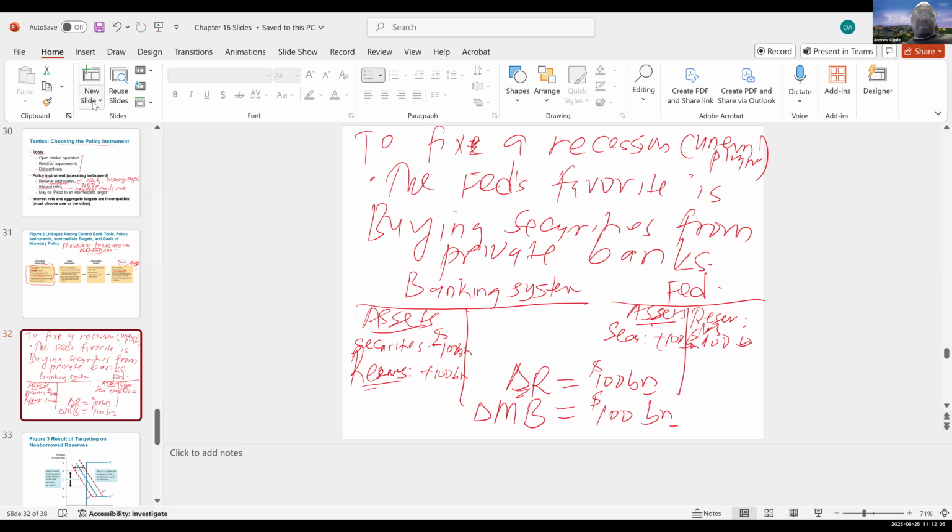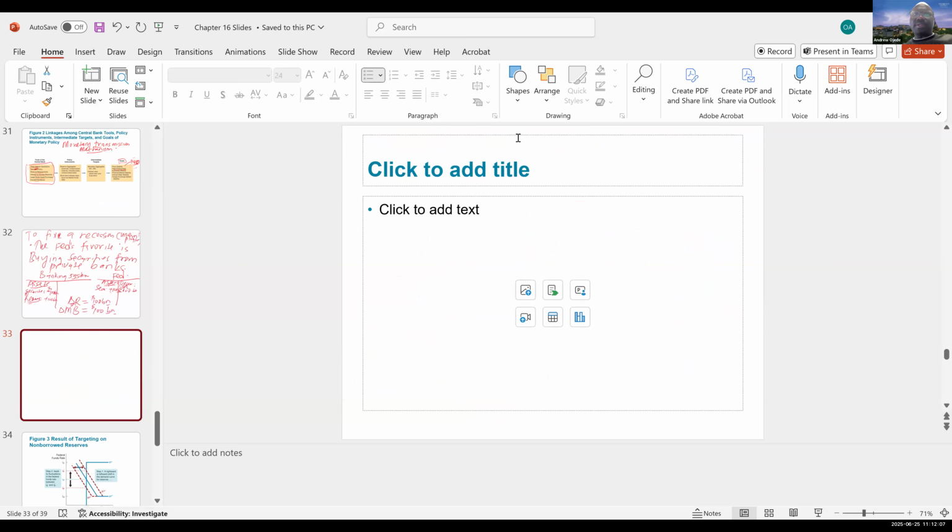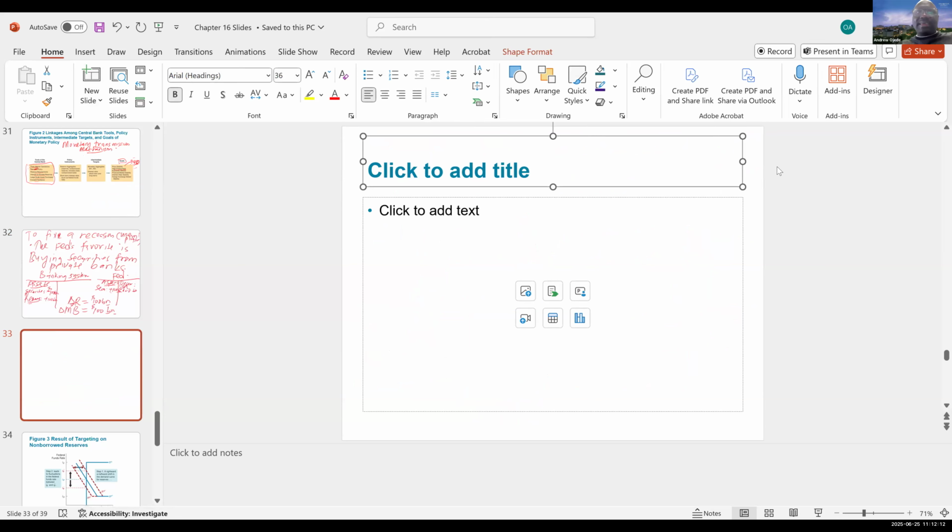Okay, so now that's not the end of the story. Now link that to what we talked about. I want you to link it very clearly to what we talked about. So immediately the Fed buys bonds. The immediate effect of that bond purchase, you have already seen, is going to affect what we call a policy instrument.